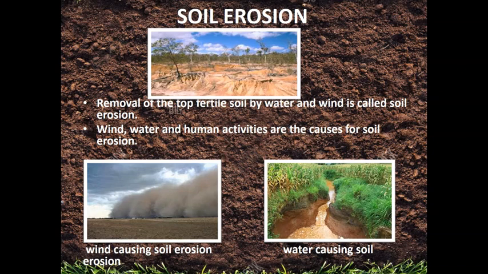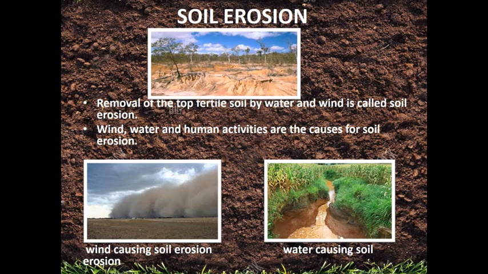Children, have you seen the picture here? Most of the topsoil has been washed away by water and blown away by wind. This is called soil erosion. What is soil erosion? Removal of the top fertile soil by water and wind is called soil erosion.